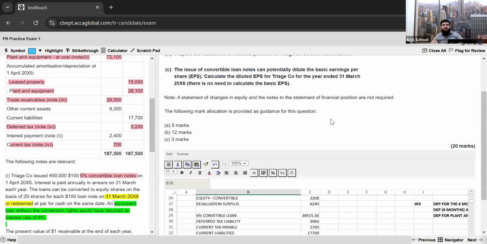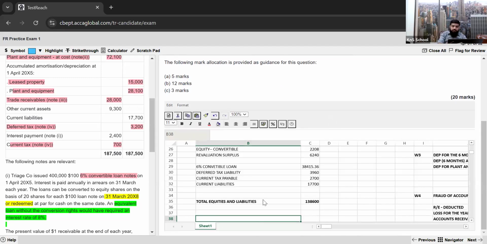Diluted means reduced EPS. When? After 3 years. If the investor opts for the option, and the convertible bond, which is right now a liability, is converted into equity, this will obviously affect your EPS. So the investor wants to calculate that EPS. That EPS is known as diluted EPS. Now we are going to calculate the diluted EPS.